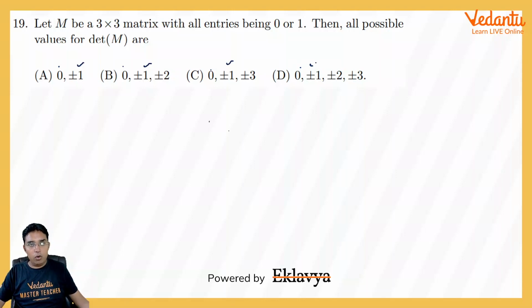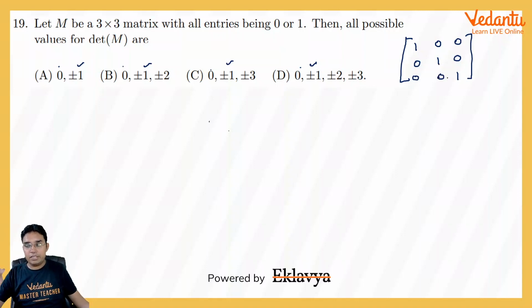In fact, the value 0 can be seen if all are 0, or if all are 1, you will get 0. This 1 can also be seen easily if you put all the ones in the diagonal and zeros in other places. So you will be getting 1, and if you interchange any 2 rows or columns, then -1 will also be there. So I think these are very much obvious.